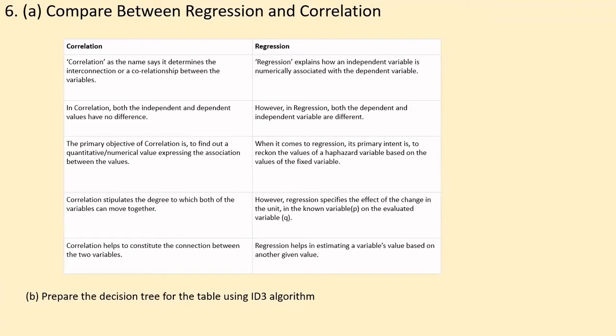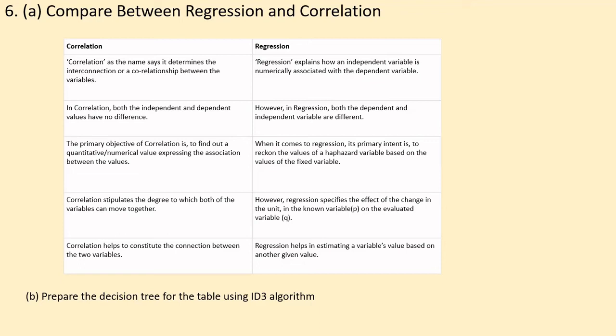The next question asked is, compare regression and correlation. Correlation, as the name says, determines the interconnection or relationship between the variables. While regression identifies the value of the dependent variable, meaning how an independent variable is numerically associated with a dependent variable.